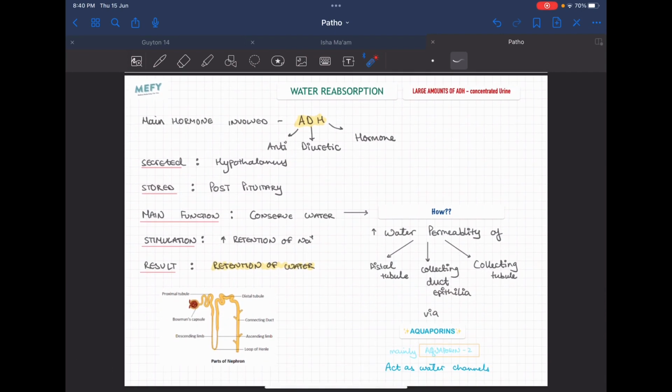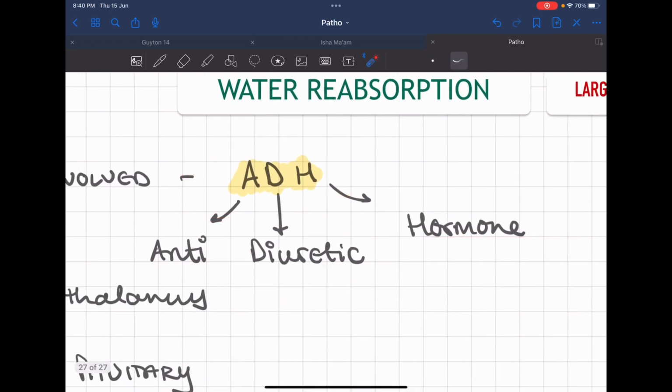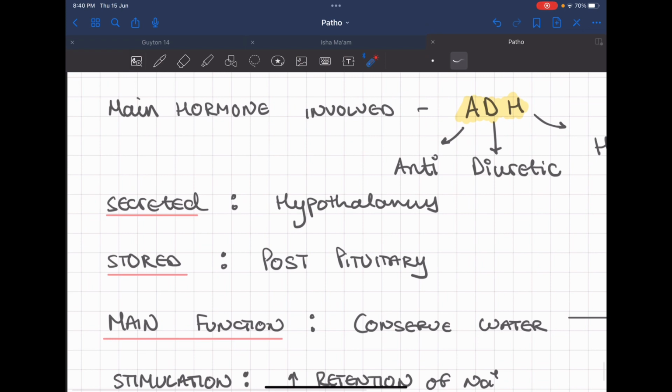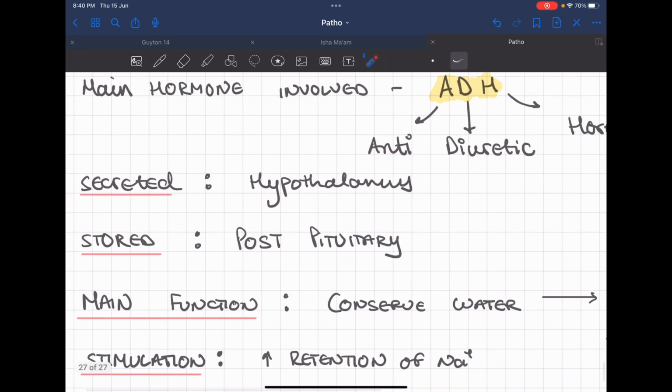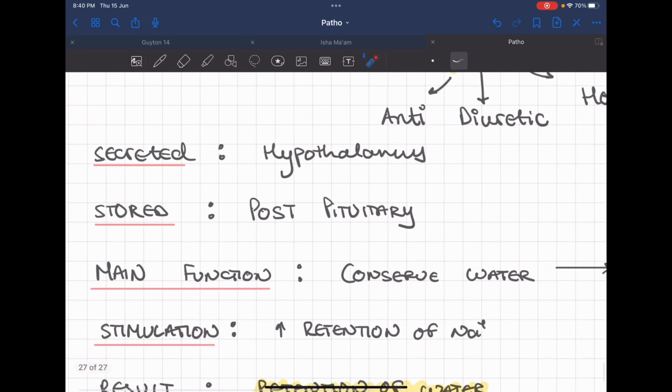How is water reabsorption done? Water reabsorption is mainly due to the antidiuretic hormone. No, it's not an evil name, it just sounds like that. Sweetly known as ADH. Remember this point very well: it is secreted by the hypothalamus but stored in the posterior pituitary. It is a very confusing thing that might mislead you, so just remember this point.